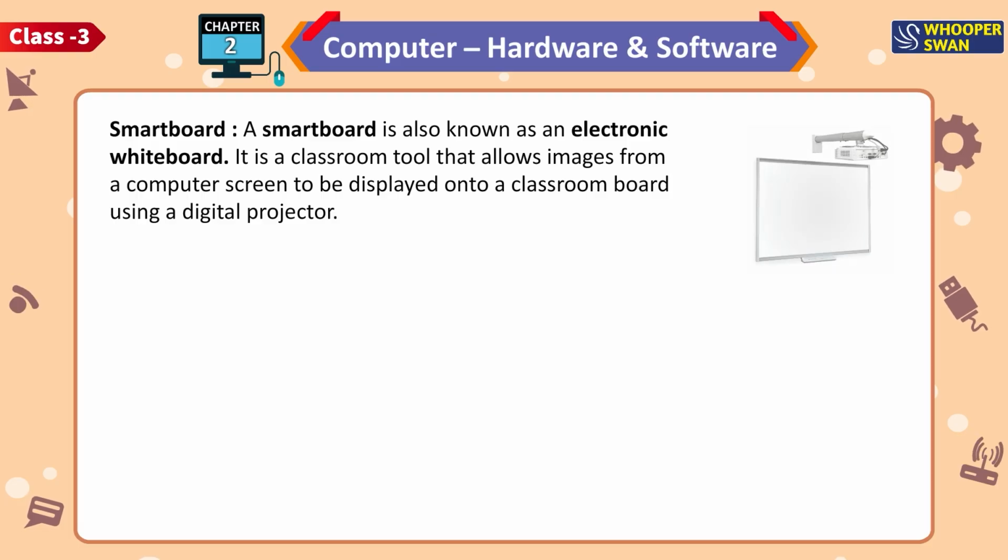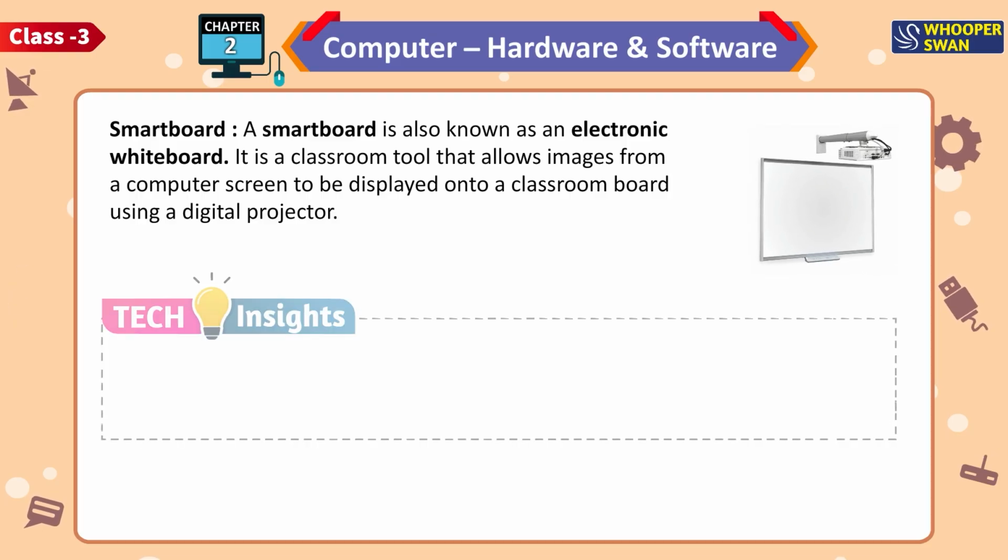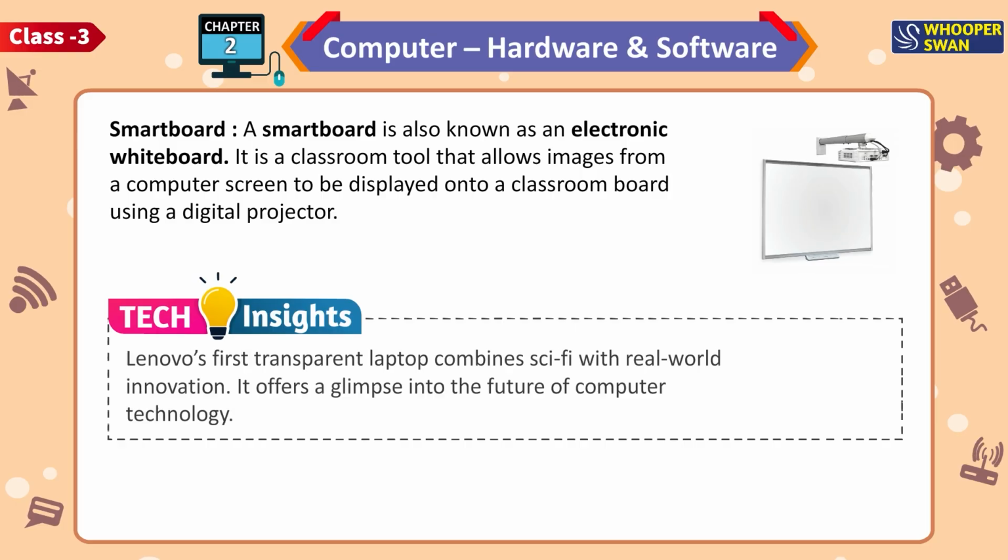Smart board. A smart board is also known as an electronic whiteboard. It is a classroom tool that allows images from a computer screen to be displayed onto a classroom board using a digital projector. Tech insights.